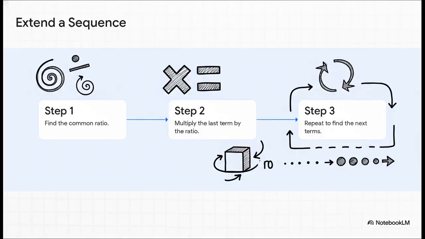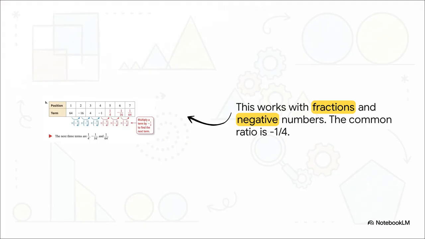So really, it all just boils down to a super simple 3-step process. Step 1, find that common ratio. Step 2, multiply the very last number you have by that ratio. And step 3, just keep doing step 2 over and over again for as many terms as you need. And you know what's cool? This works even when the numbers get a little weird. Look at this one. 64, then -16, then 4, then -1. Wow. The common ratio here is actually a negative fraction, -1/4. But the logic is exactly the same. You just keep multiplying by -1/4, and the pattern will continue perfectly.